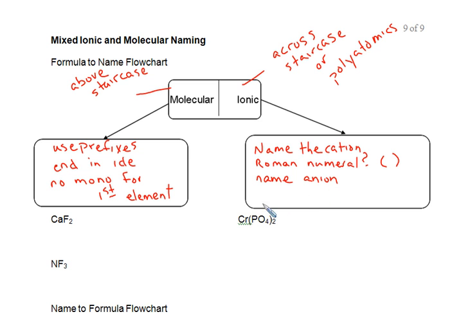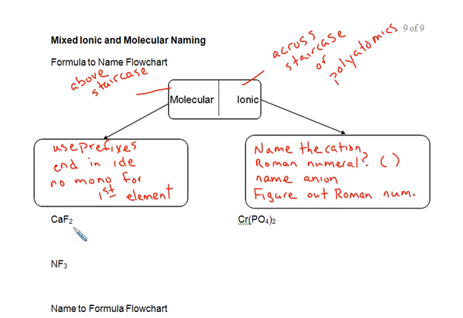And then last off, you're going to figure out the Roman numeral if you have to. And you're going to do that based on the anion charges. And I'm going to abbreviate numeral N-U-M. So that's an abbreviation for Roman numeral. So let's take a look at these examples right here.